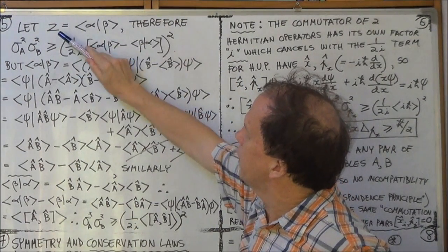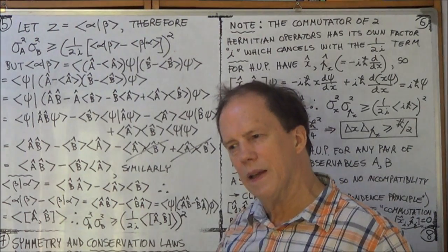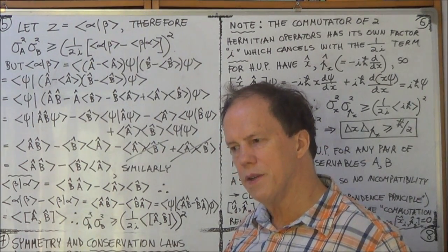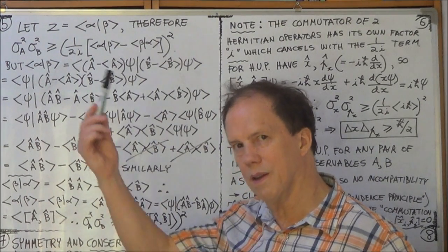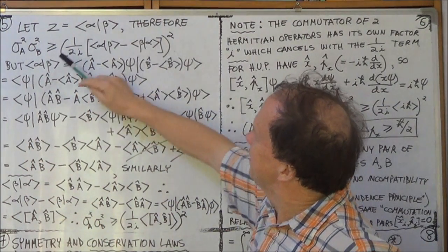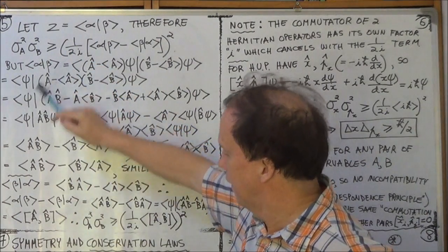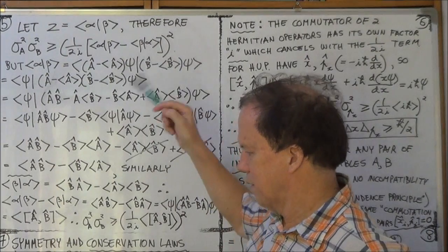Okay, now we're letting z, or z, Americans say z, Canadians, British say z, Australians say z, whatever.